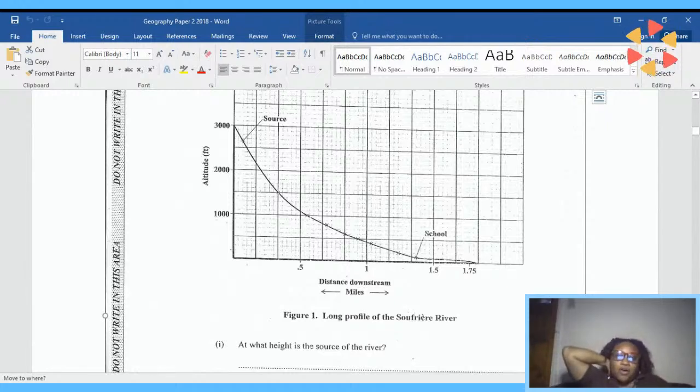So you're reading it off. You have two on the axis: distance downstream in miles, and altitude in feet.